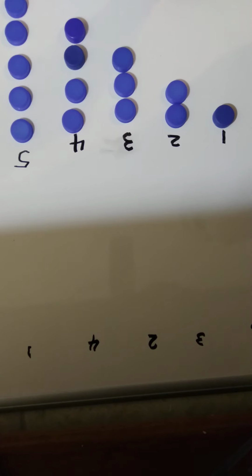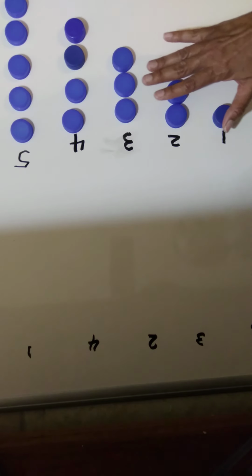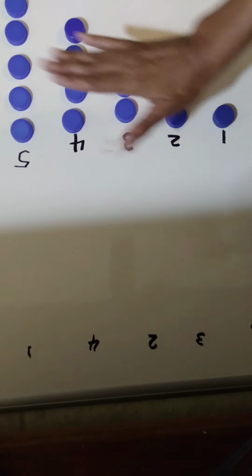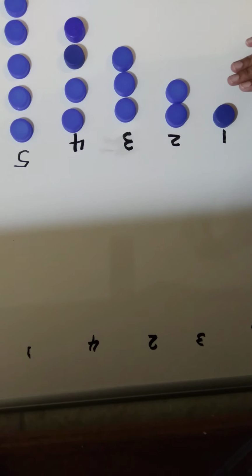Okay, so that was comparing numbers and ordering them from the smallest to the largest in the group.